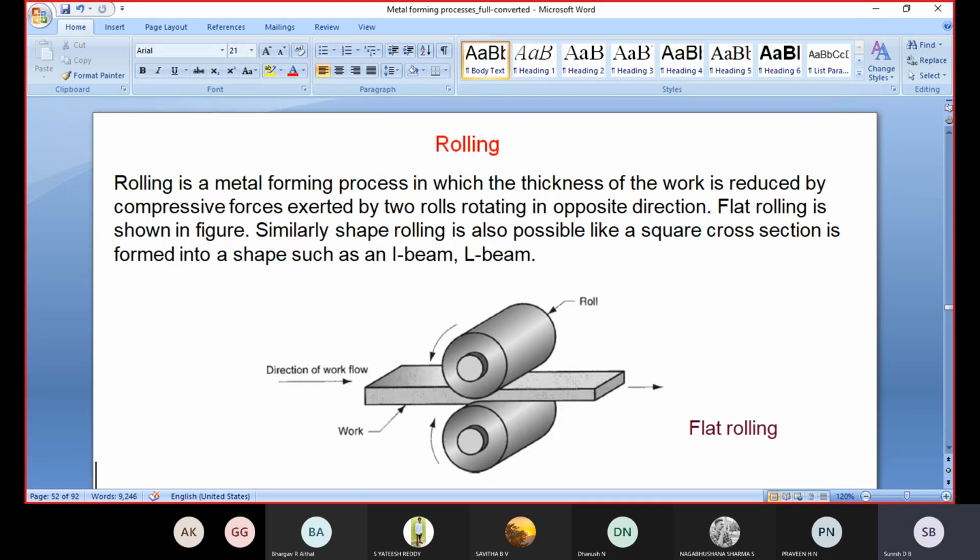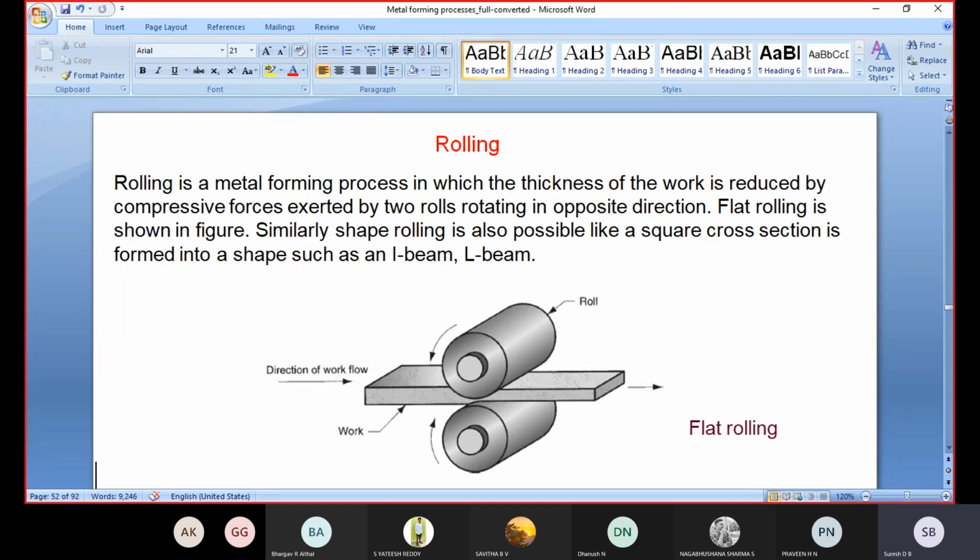What parameters are required to design the drawing dies? There are four different stages: entry, approach, land, and back relief angle. These four parameters are required to design all drawing dies.